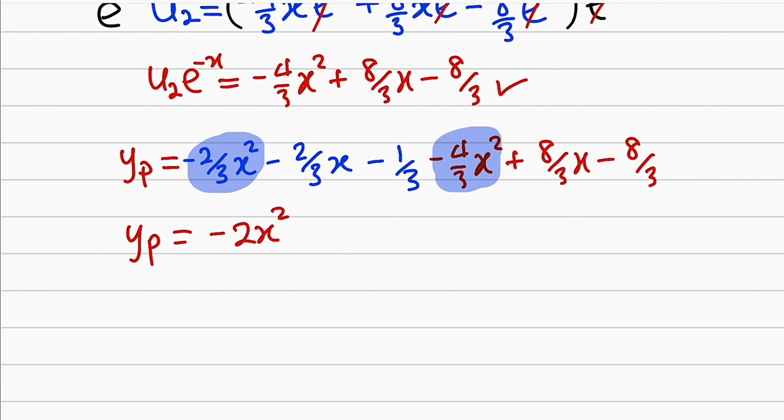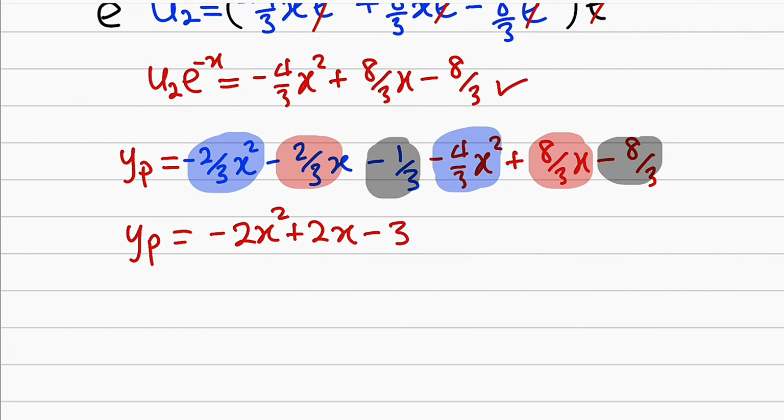Then we take those with x. We have one here and we have the other one here. Negative 2 over 3 plus 8 over 3 is the same thing as 6 over 3, which is the same thing as 2. So we have plus 2x. And finally, we have those constants. Negative 1 over 3, negative 8 over 3 is negative 9 over 3, which is the same thing as negative 3. All right, now you can see that our particular solution is negative 2x squared plus 2x minus 3.